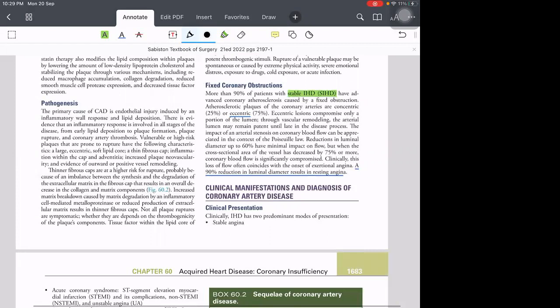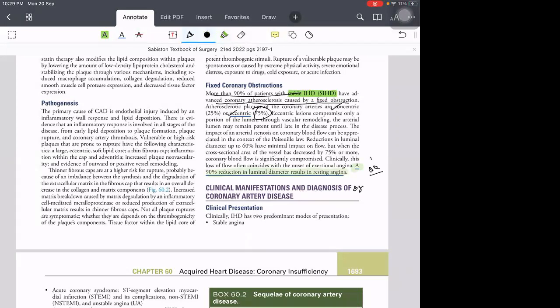Next comes the pathogenesis of MI. Here, on page number 1682, they are telling that more than 90% of patients with stable IHD have advanced coronary atherosclerosis caused by fixed obstruction. The atherosclerotic plaque can be concentric or eccentric; the eccentric is 75%. They say 90% reduction in the luminal diameter results in resting angina. You can expect an MCQ on this.